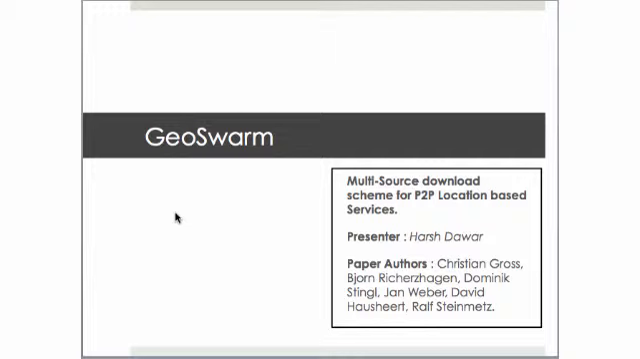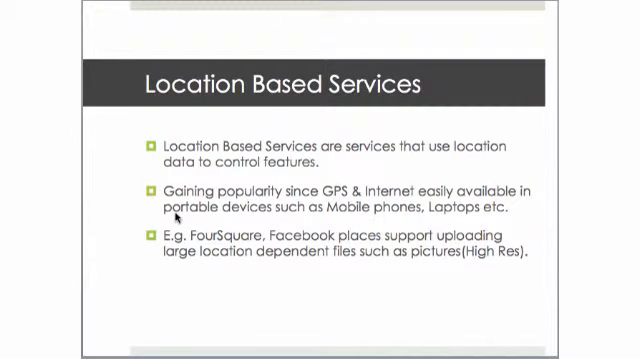Today I'll be talking about GeoSwarm, which is a multi-source download scheme for a peer-to-peer location-based service. Location-based services are software applications that use location data to control features. With the growing popularity of GPS and internet readily available in portable devices such as mobile phones, laptops, and PCs, location-based services are becoming really popular. A few examples of location-based services are Foursquare, Facebook Places, etc.